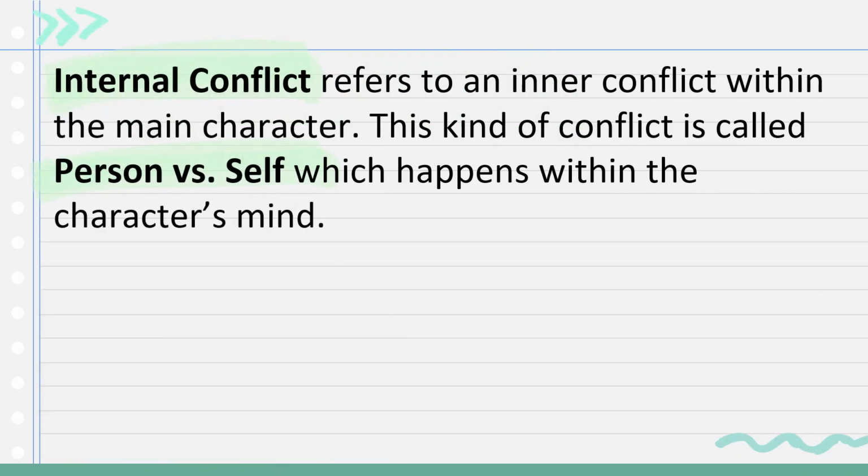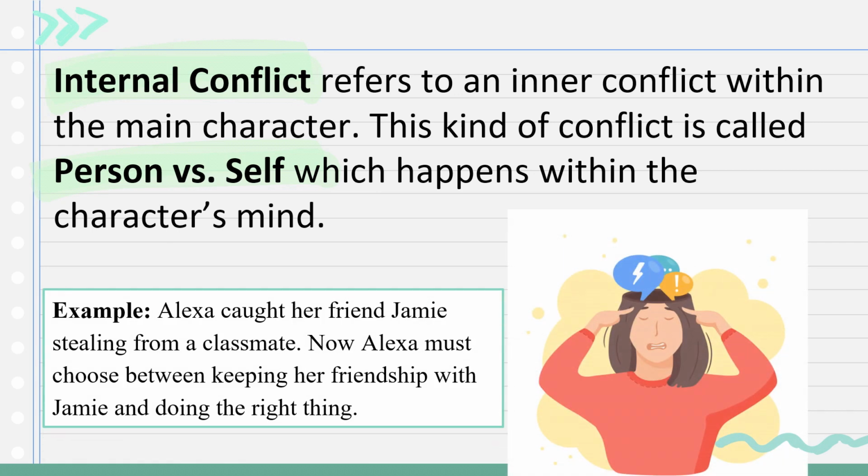Another type of conflict is internal conflict. It refers to an inner conflict within a main character. This kind of conflict is called person versus self, which happens within the character's mind. For example, Alexa caught her friend Jamie stealing from a classmate. Now Alexa must choose between keeping her friendship with Jamie and doing the right thing. In this example, the main character's conflict is making decisions. That is why it is a person versus self.